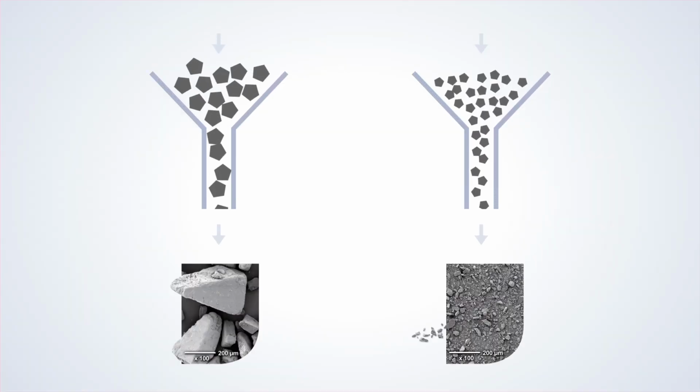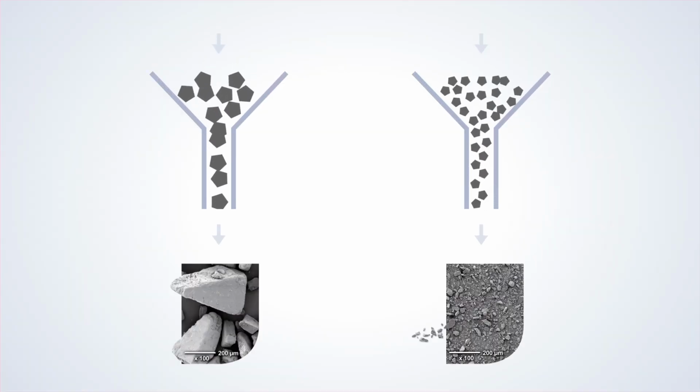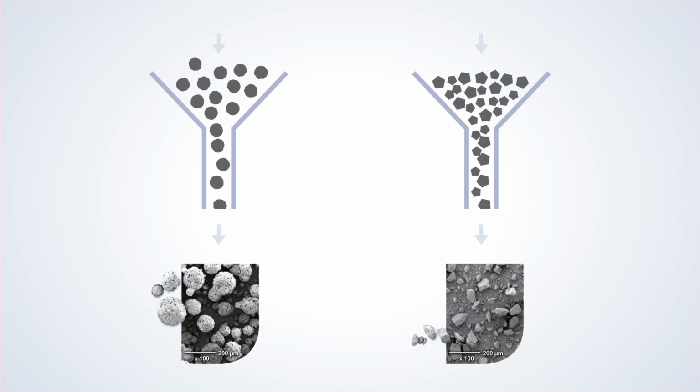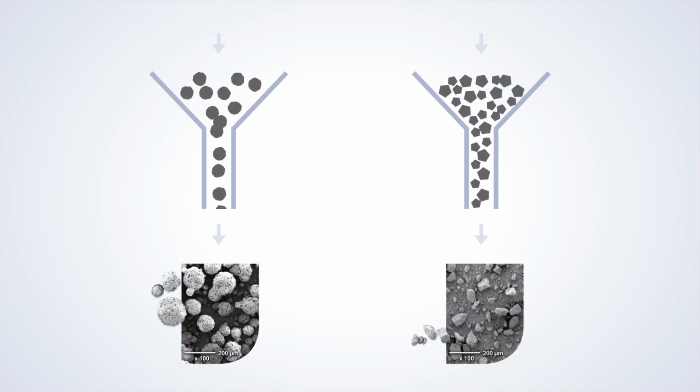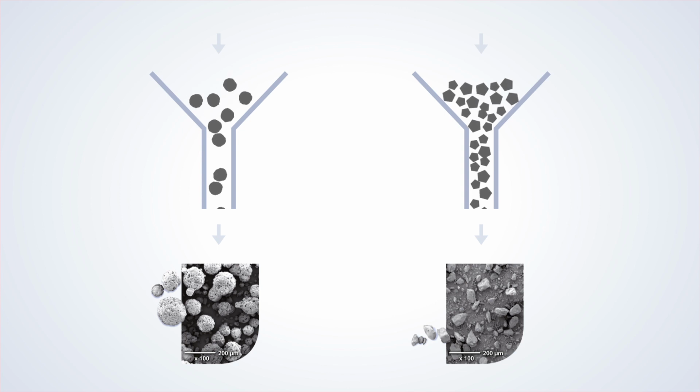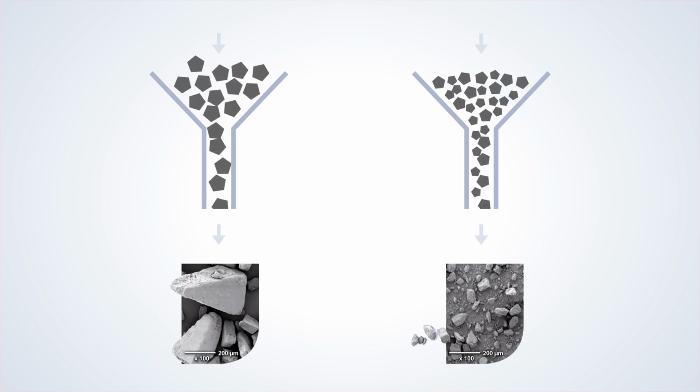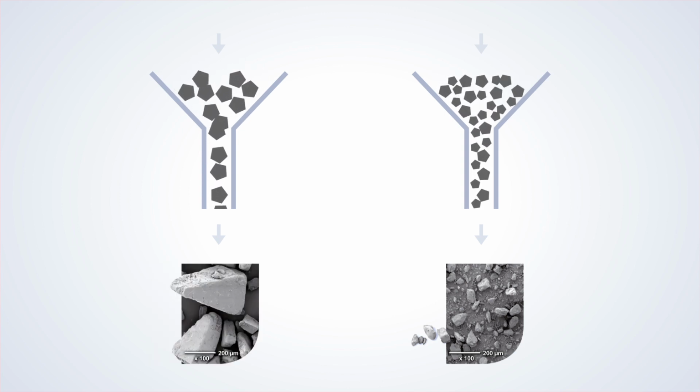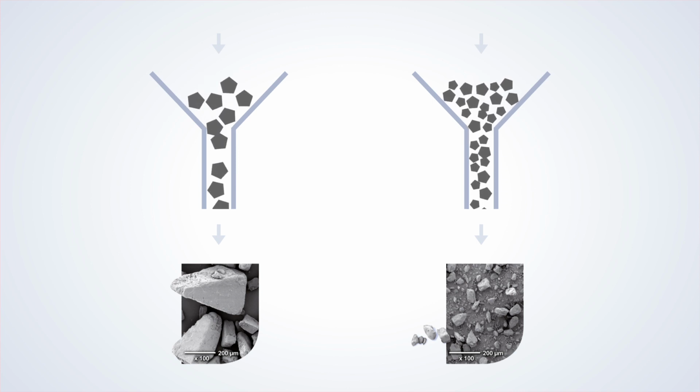Coarse particles flow better than fine particles. Spherical particles show better flowability than irregular shaped particles. Equally sized particles flow better than powders that contain a wide range of particle sizes.